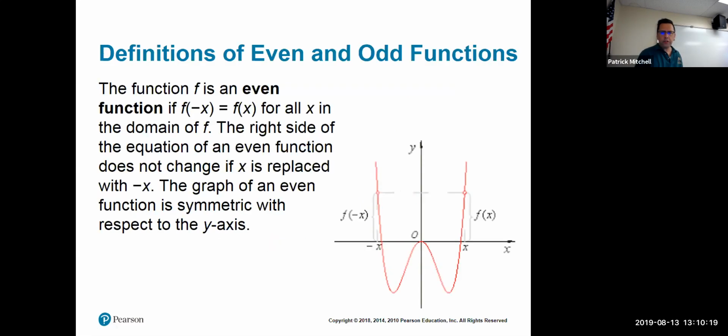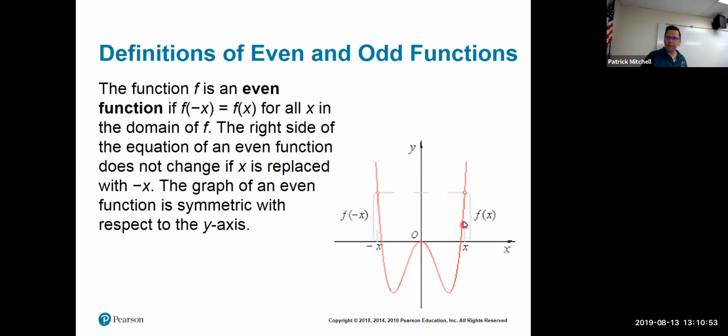Okay? So the first thing we have is even and odd functions. So a function is called even if it has this property that f at opposite x is equal to f of x for all x in the domain of f. Okay, so I found this picture on Google Images. So over on this side of the graph, here is some number x, and up here, that y value would be called f of x.